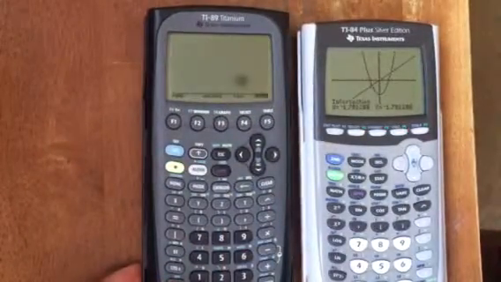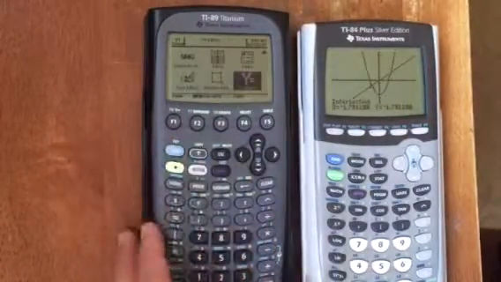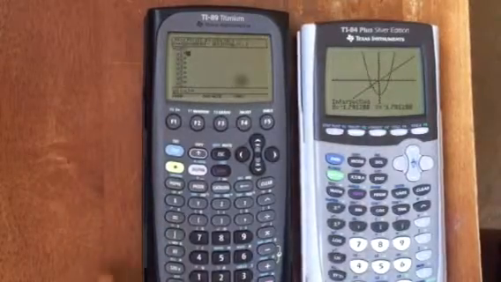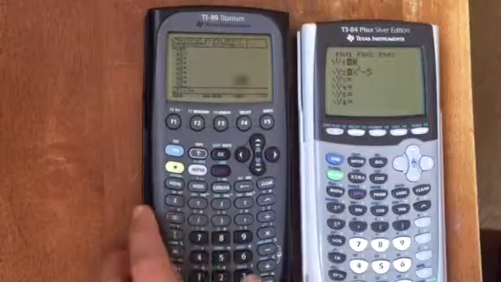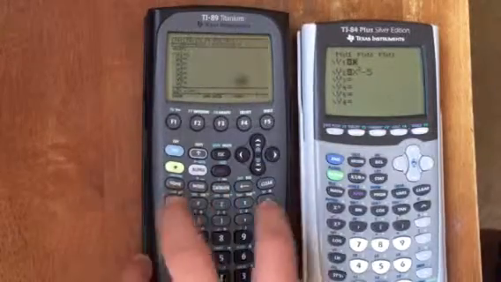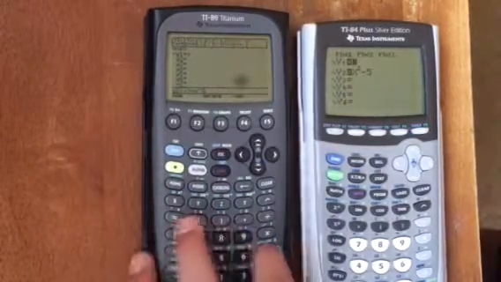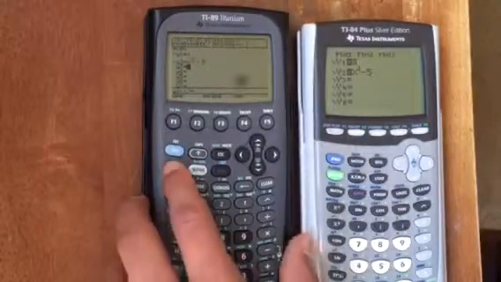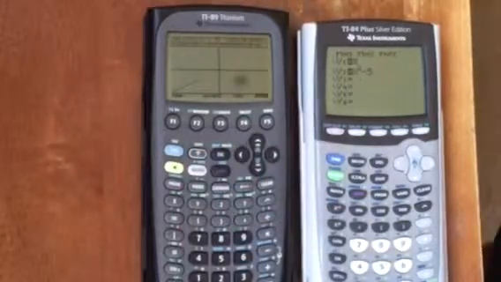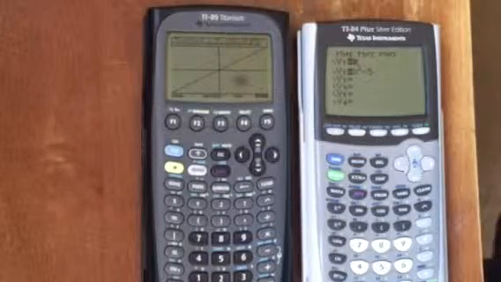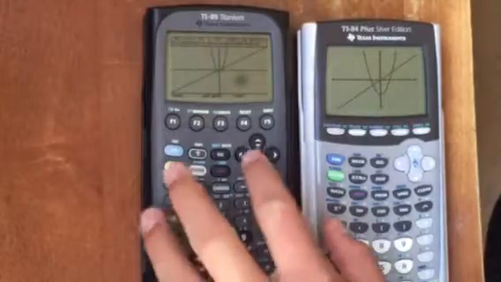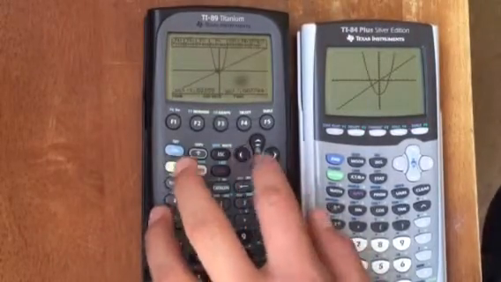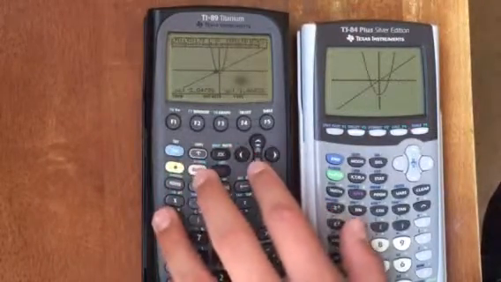that point of intersection. So we'll go to our y equals on the TI-89, do the same one, y equals x, as well as y equals x squared minus 5. We're going to check out our graph. Okay, so there are our graphs. And same thing, we can kind of guess that's going to be around there.